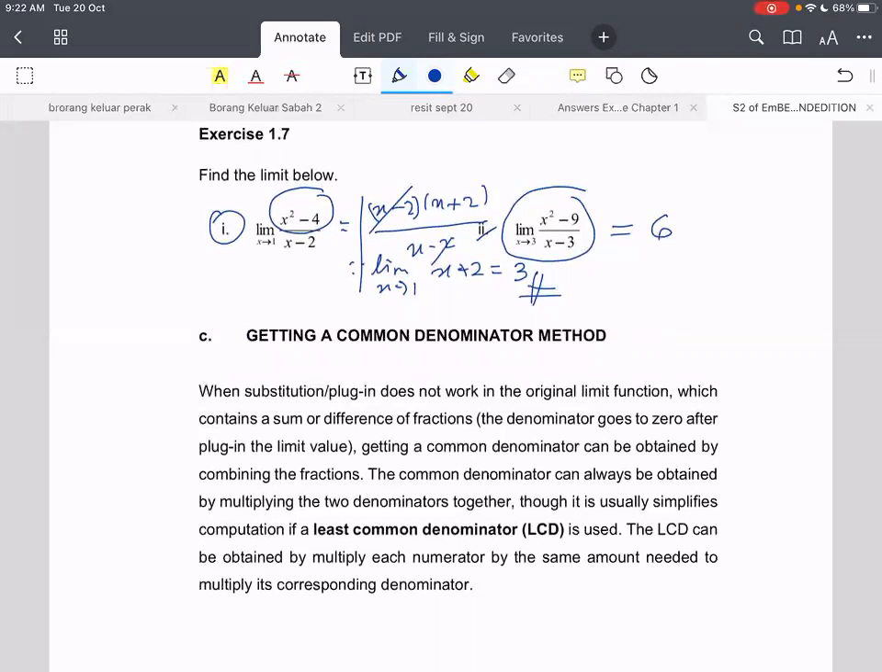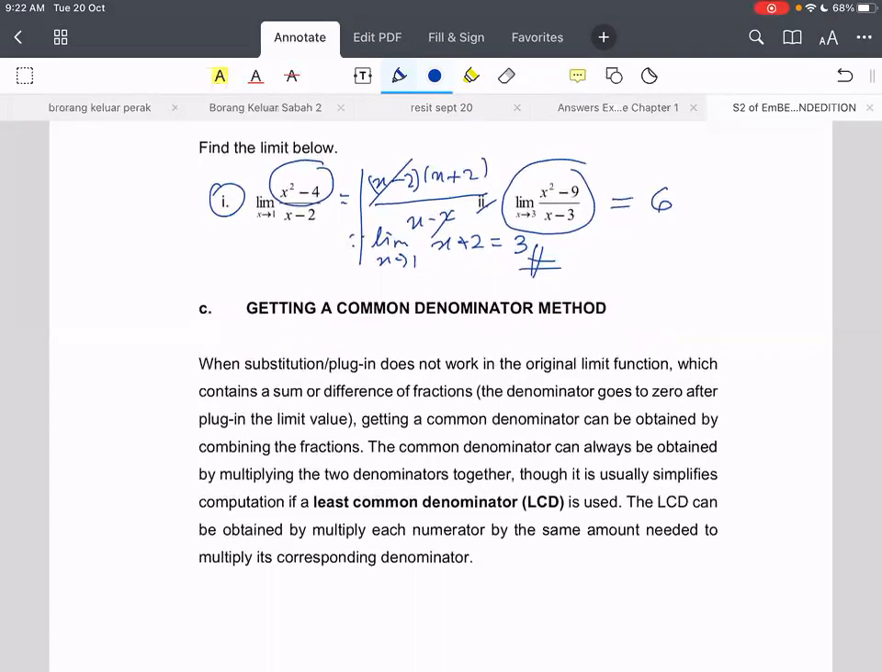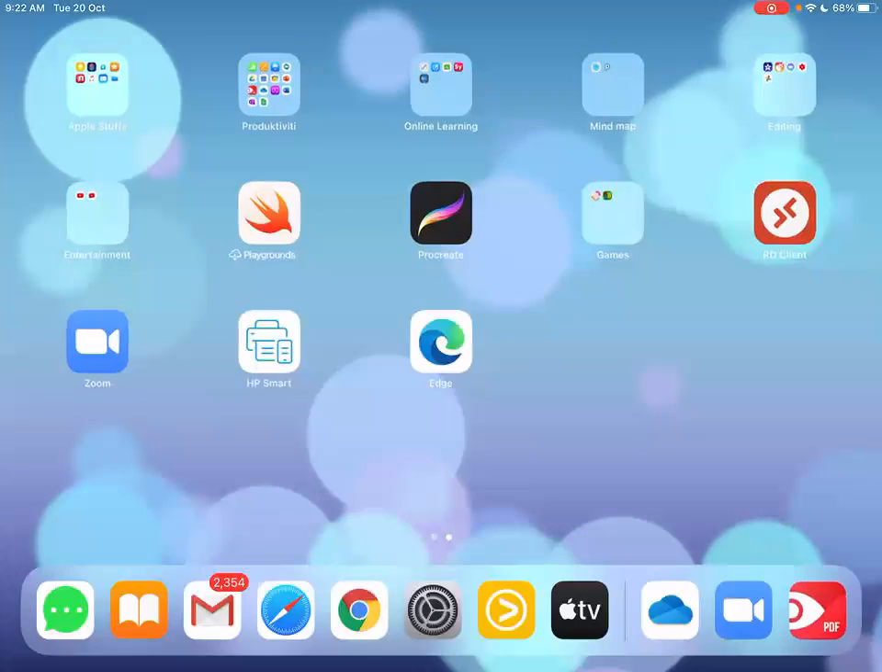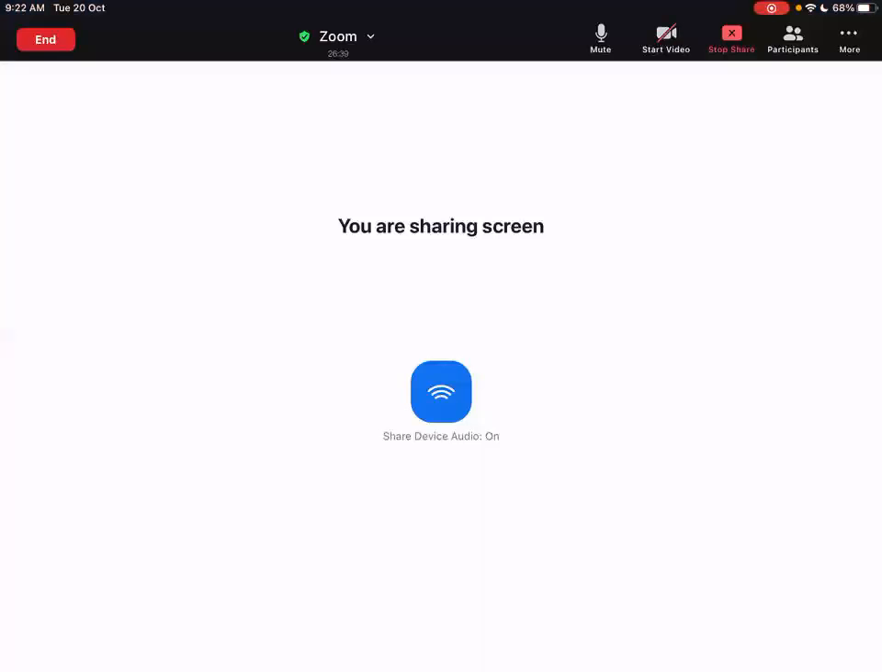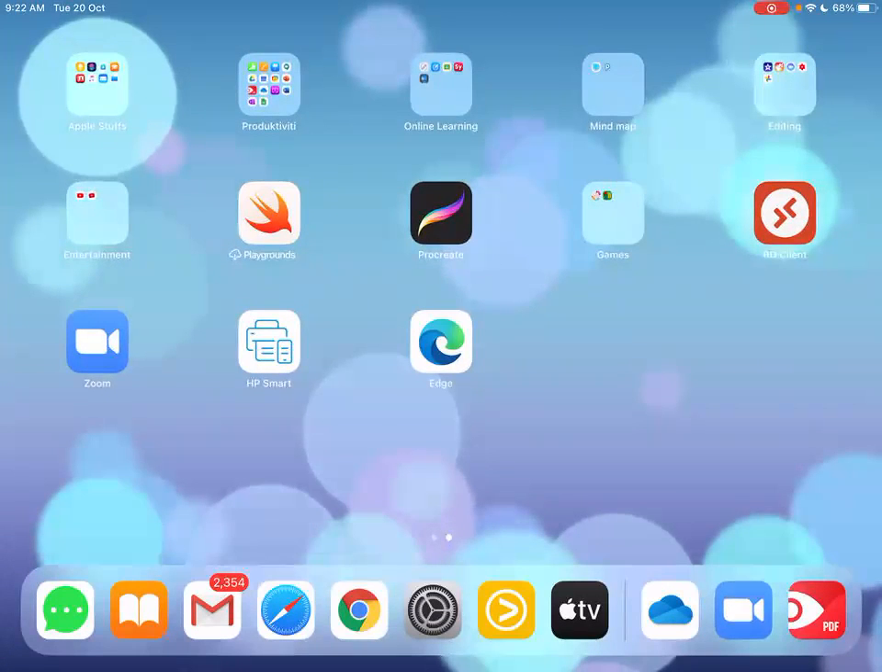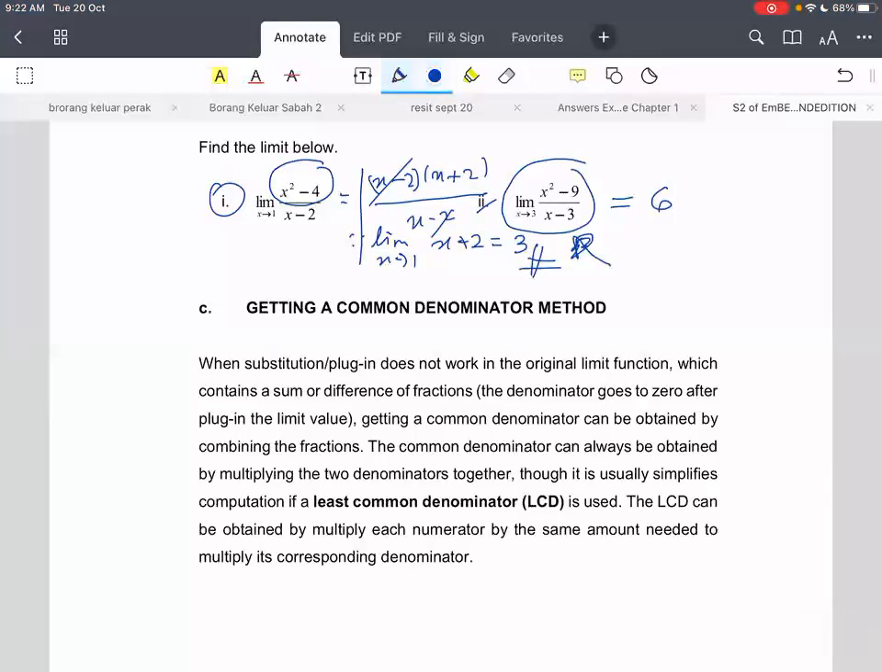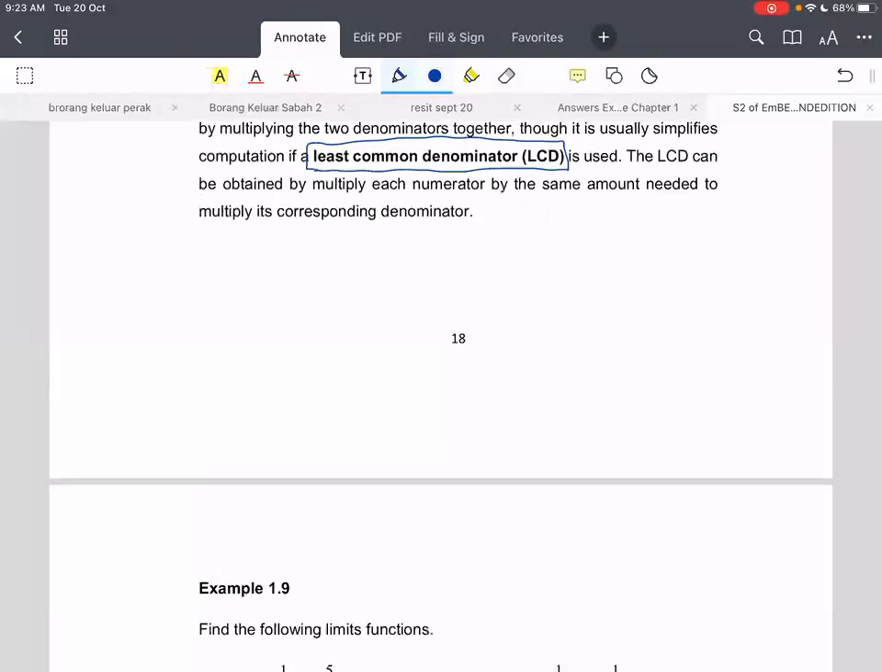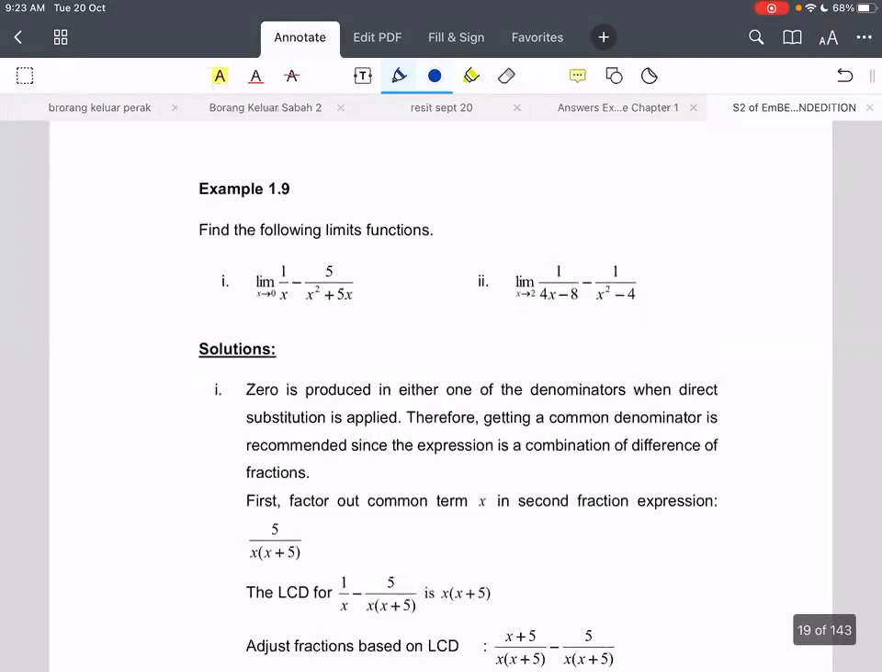Now, if I may proceed with the third method, getting a common denominator method. Okay, wrong question? Already copied this question. Let me check how long we have. Okay, still got time. Okay. Now, getting a common denominator method. You need to find the least common denominator. This is just a term. Okay, what does it mean?